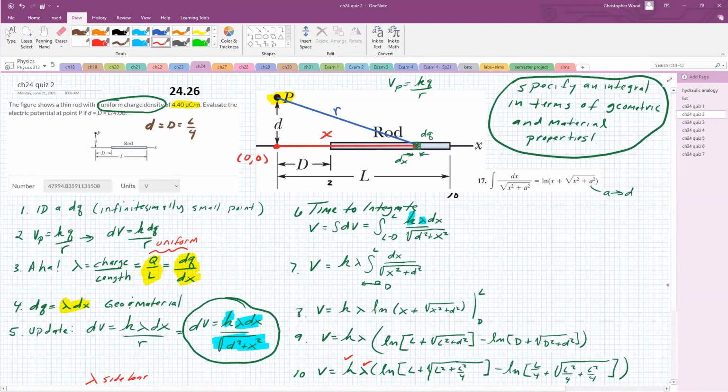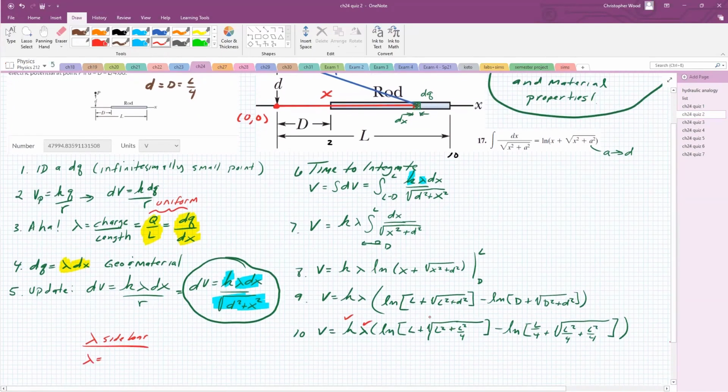So here's what I'm going to hope. I don't know what L is. I'm going to hope it cancels. I hope L somehow cancels. Because I don't know what L is. I know everything else except for L.